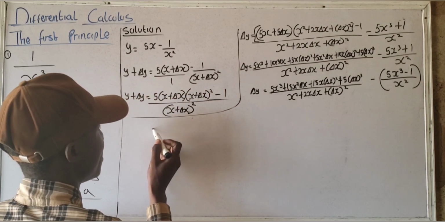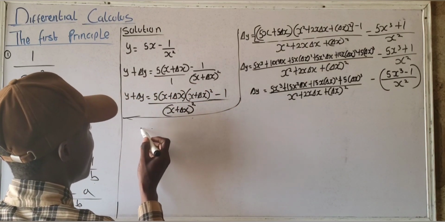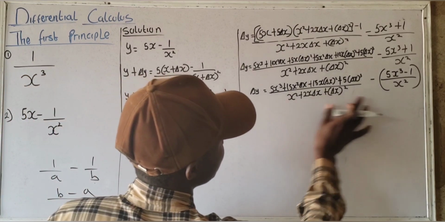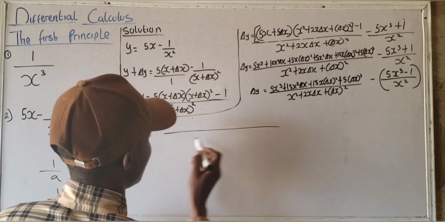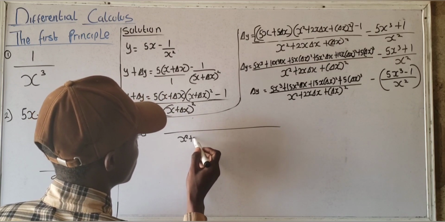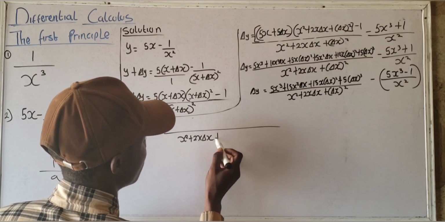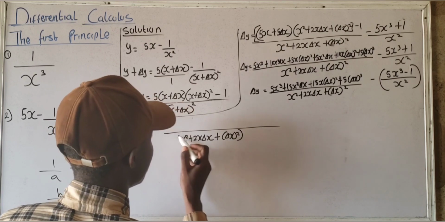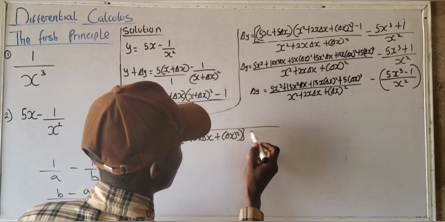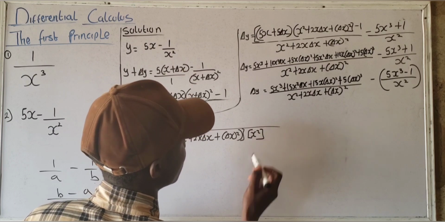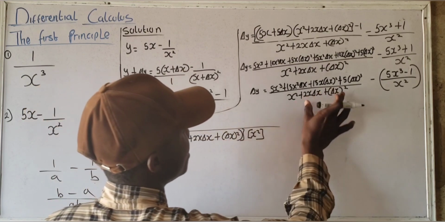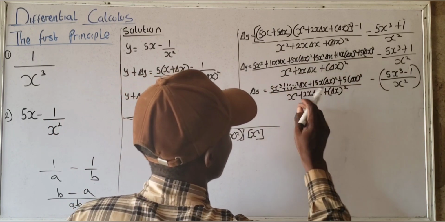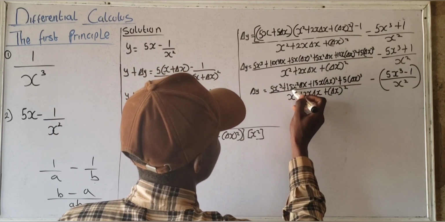I'm going to have delta y is equals to, the LCM of this and this will be x squared plus 2x delta x plus delta x squared multiplied by x squared. Okay, so this divided by this, that is what? X squared. So I'm going to have x squared multiplied by all the numerator.